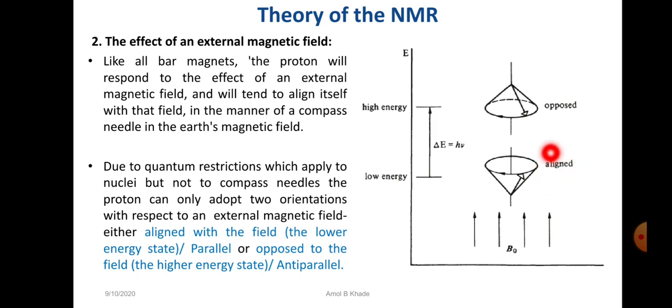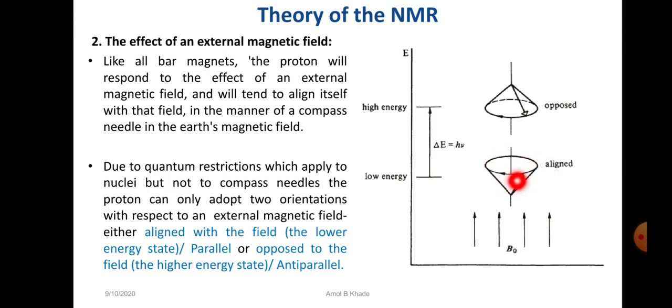The nucleus of the proton can align, or remain parallel, with the applied magnetic field direction, and it will remain in the ground state. Because they are parallel to the applied magnetic field, they require less energy. However, the other possible orientation is that the nucleus of the proton can oppose the applied magnetic field and remain in the opposed direction. This opposed direction is also called anti-parallel or the higher energy state. The first is called the ground state, or aligned or parallel position.